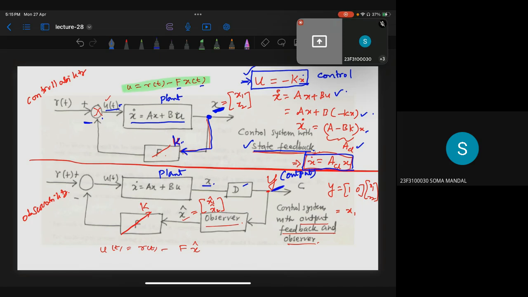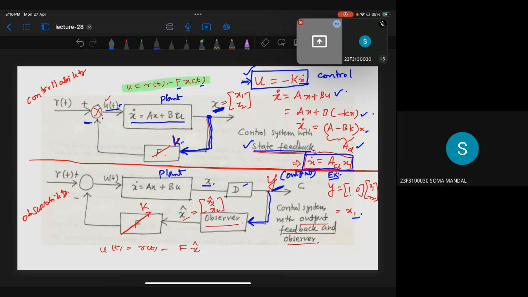For example, let's say your y is like this: y is equal to [1, 0] times [x1, x2]. What does it mean? Your y is nothing but x1. Here you're not taking the feedback of state, you are taking feedback of output, whereas in the top image you are taking feedback of state.